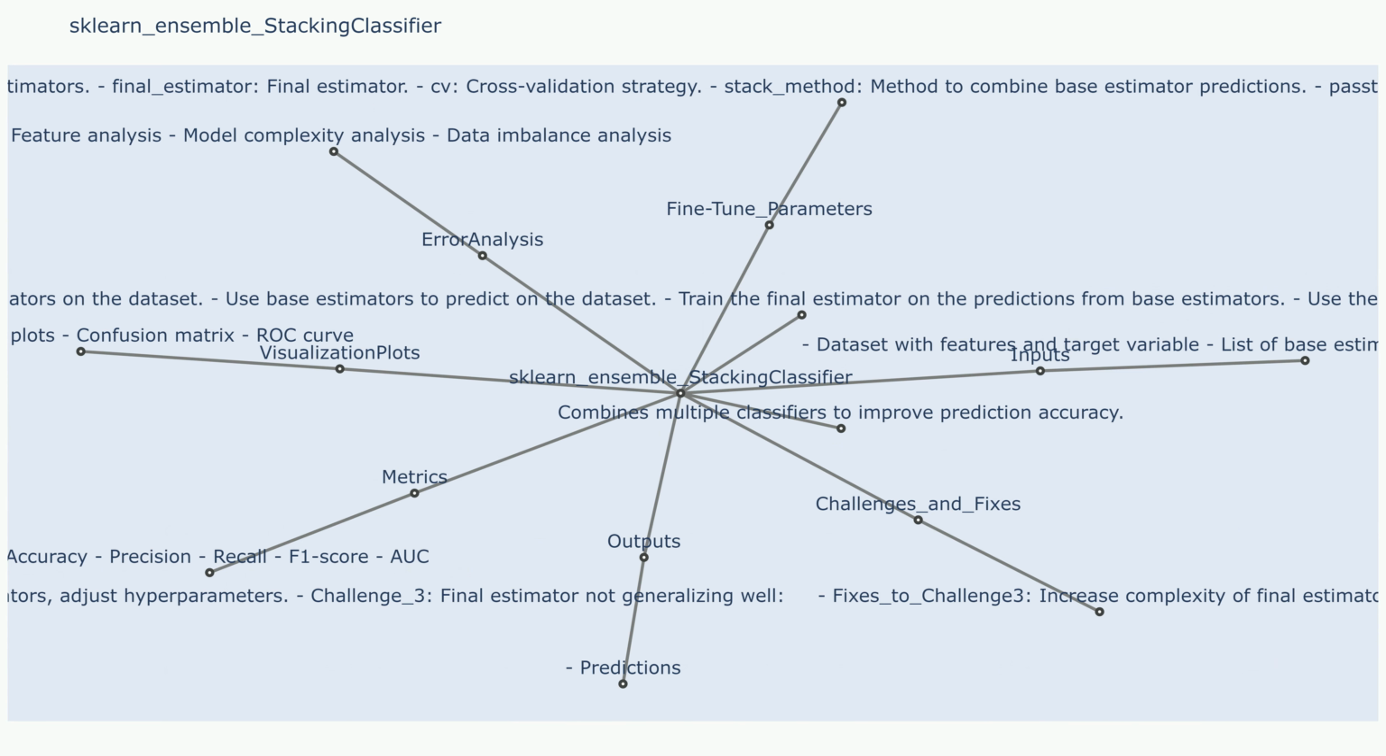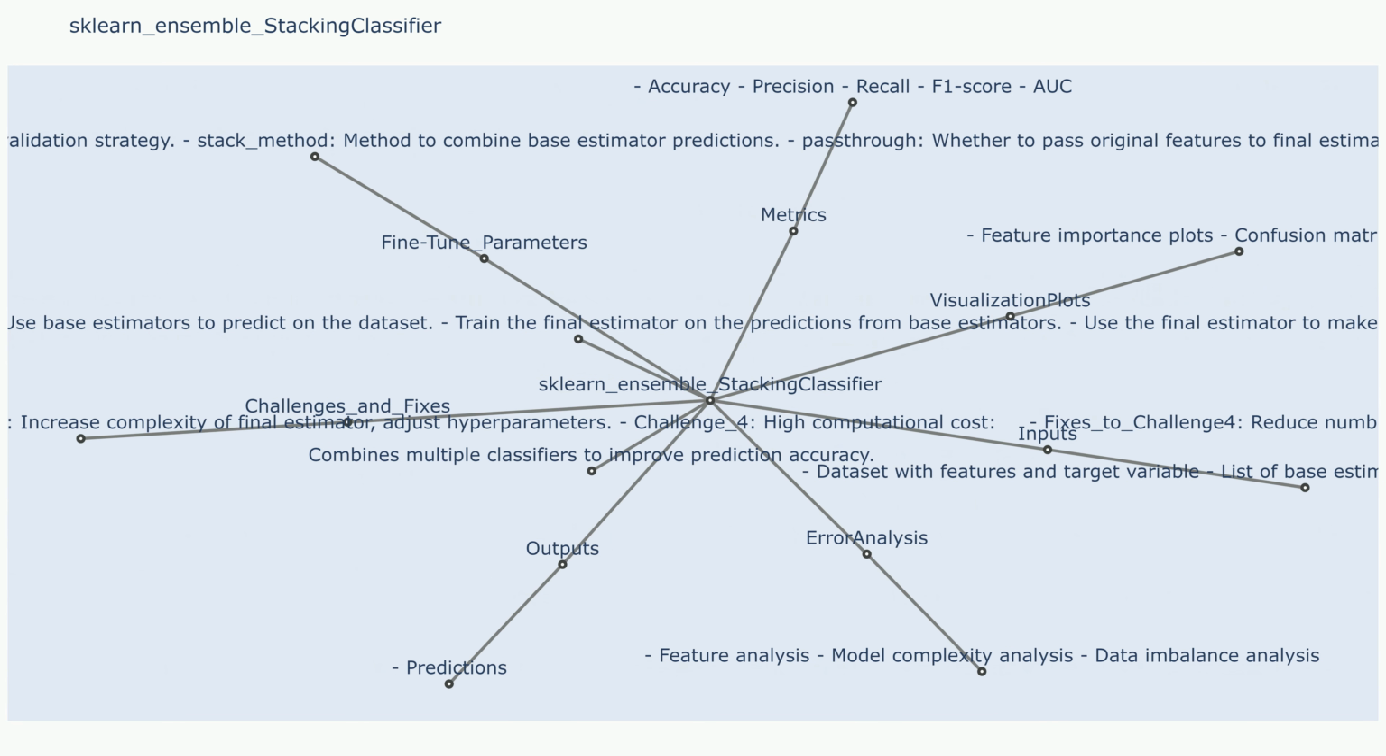Uncertainty methods. Confidence scores: use the probability estimates provided by the final estimator to assess the uncertainty of predictions. Ensemble variance: calculate the variance of predictions across the base estimators to estimate uncertainty.